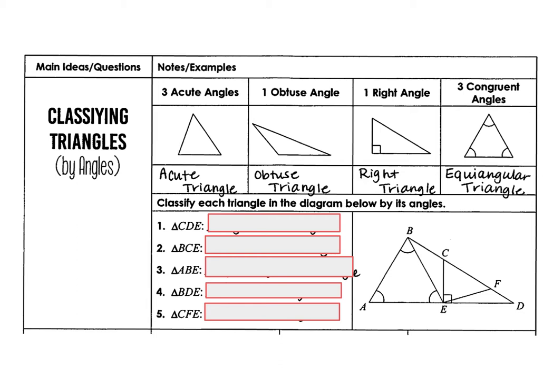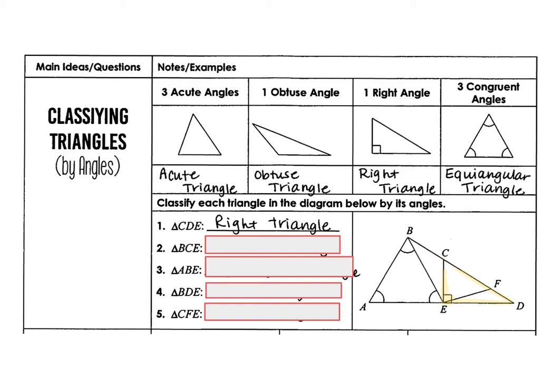And so if you just look at this first example, they want us to classify this triangle by the angles. So we're going to find triangle CDE, which is this one right here, and we're going to classify it. Well, for this one, they have this little mark down here. So CDE is a right triangle. It's a right triangle because it has a right angle mark there.